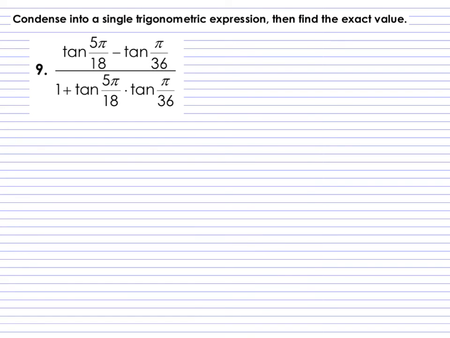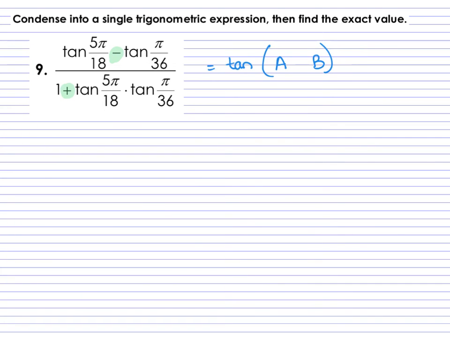Another problem with tangent for number 9. So again, we know we're dealing with tangent. We're going to have some kind of a tangent expression. We're either going to be adding or subtracting these two terms. We just have to figure out what that is. So we go back to the formula. We've got a minus here, and we've got a plus here.